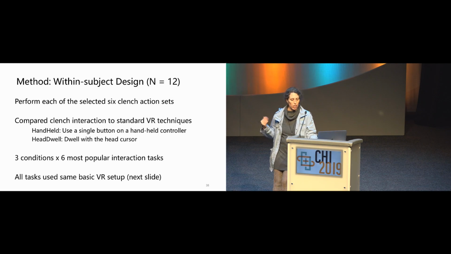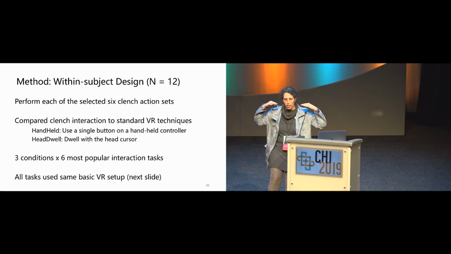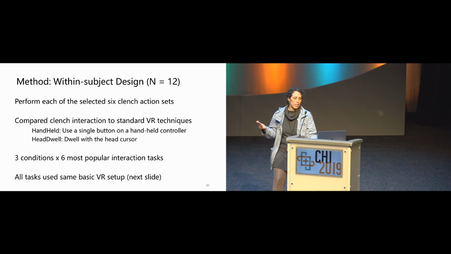So the first study I'm going to talk about was in a VR setting. And here we asked each person to perform all 6 of the actions that were most preferred in this context. And then we also compared this. So in every case, the user had a head-mounted pointer on that they could use for 2D positioning, and they could either, in one baseline, just use the head-mounted pointer with dwell for selection, and in the other baseline, we gave them a handheld button that they could press for selection. So we have those two baselines, and then in each of those three conditions, they tried all 6 interaction techniques.